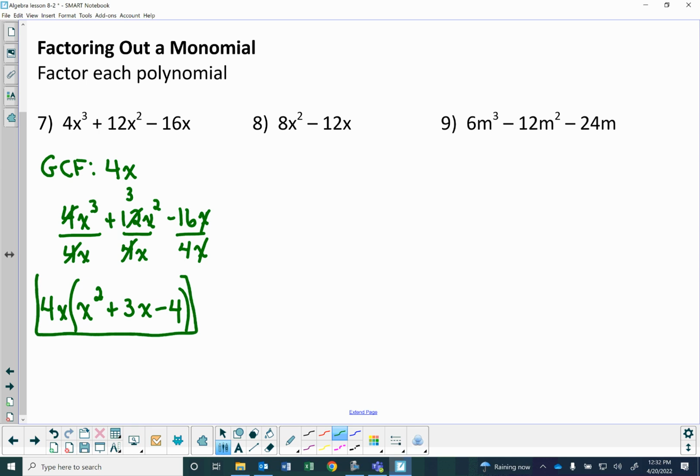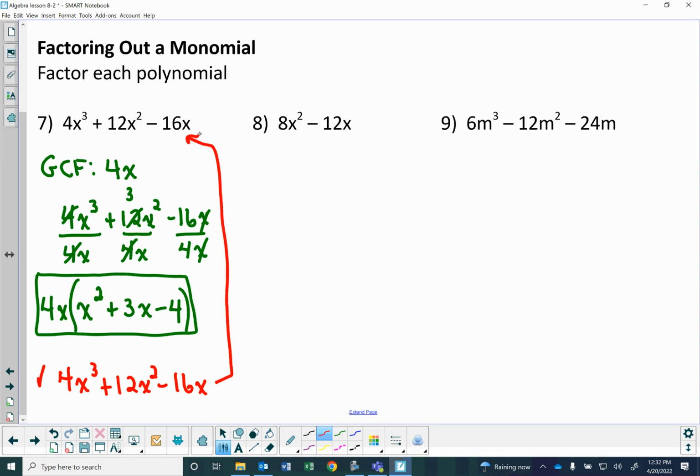If you take the greatest common factor and distribute it back through, you should get back to your original problem. So I'm going to check this. If I take 4x and multiply it through everything, 4x times x squared is 4x to the third. 4x times 3x is 12x squared. 4x times negative 4 is negative 16x. This should be the same exact problem I started with, which it is, so I know I must have factored it correctly because it checked.